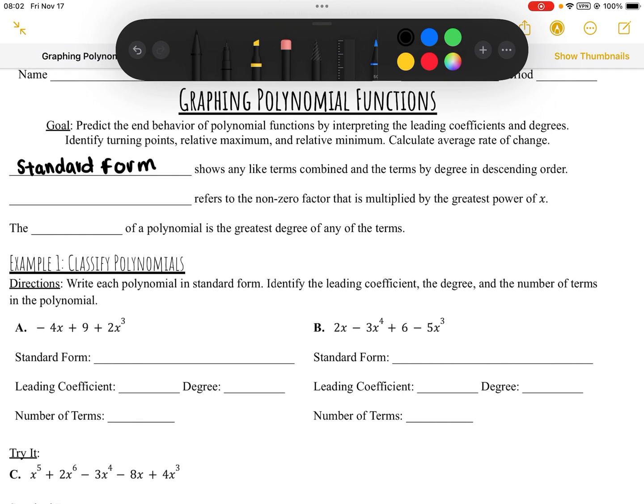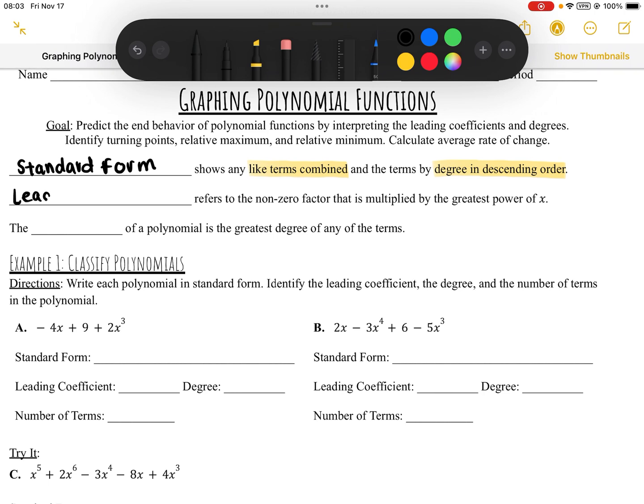Standard form shows any like terms combined and the terms by degree in descending order. Okay, so you have to make sure you combine any like terms and go in order from highest to lowest for your degree. So starting with the highest one and then going down all the way to your constant.